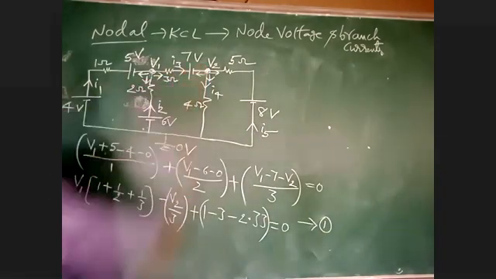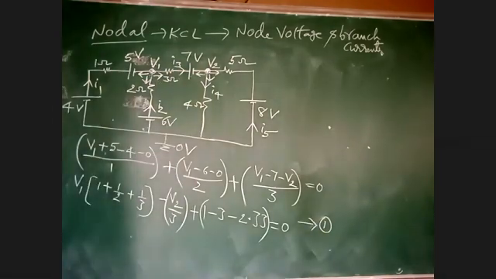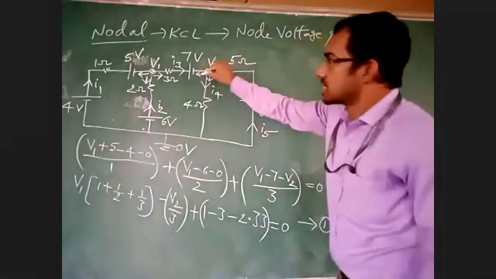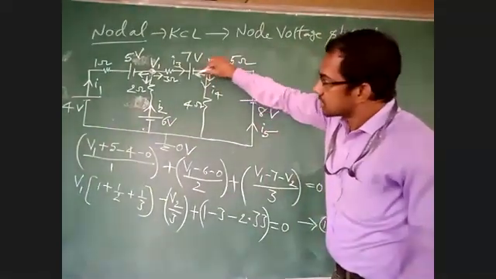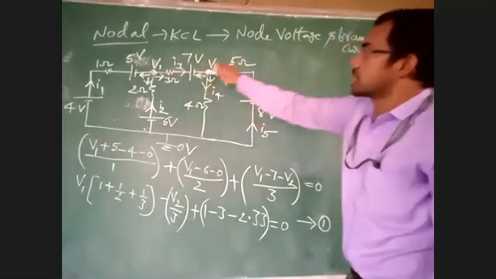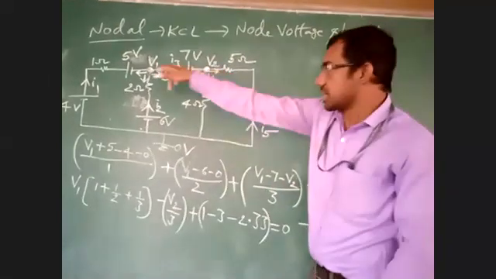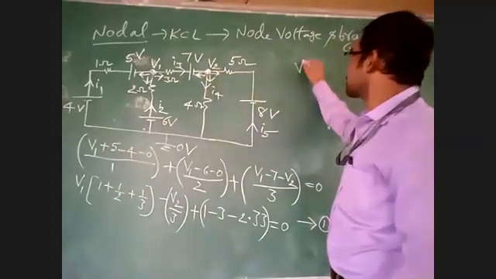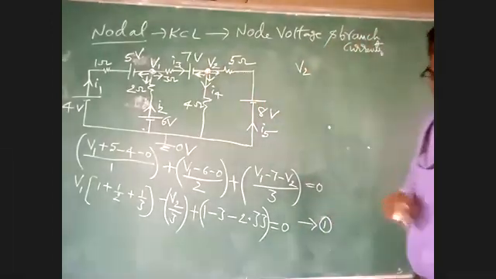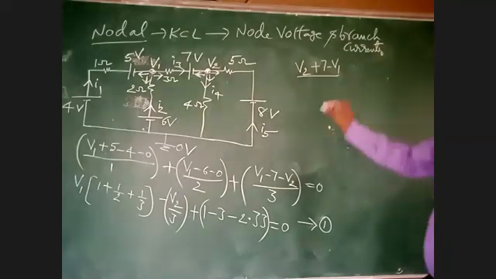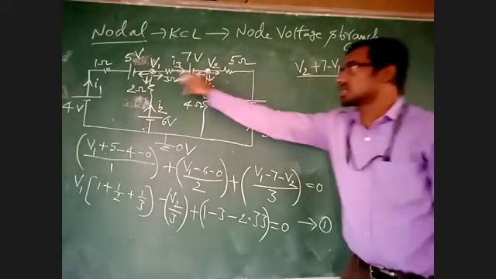Now come to the second node equation. We will write the second node equation now. First take this arrow. This arrow is moving like this, V2 to V1. V2 positive, V1 negative. In the first case, V1 positive, V2 negative. But in the second case, the arrow is like this, so V2 positive. Plus 7 minus V2 minus V1 divided by, what is the resistance in this branch? 3.